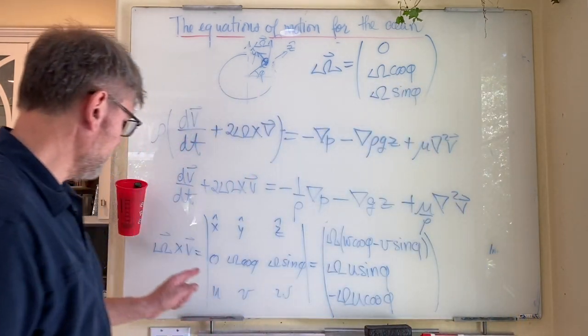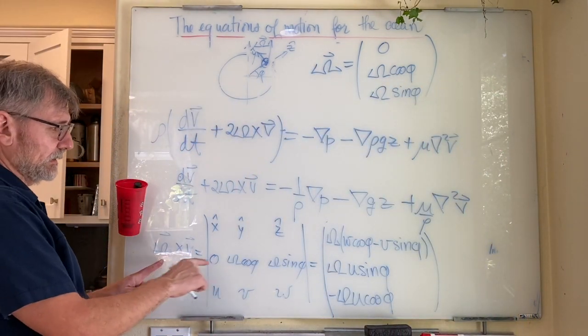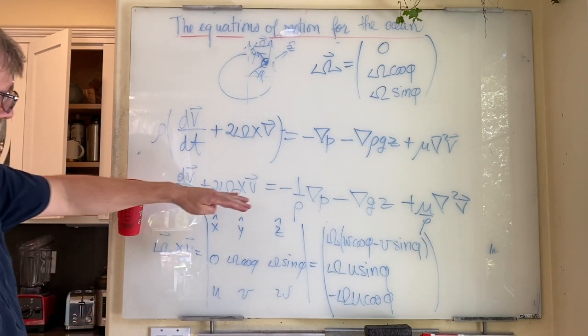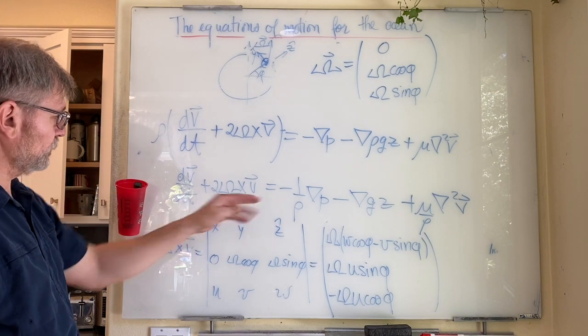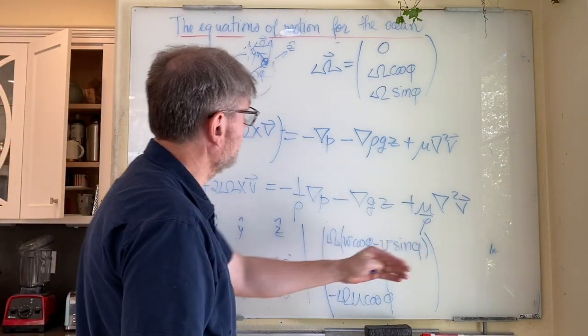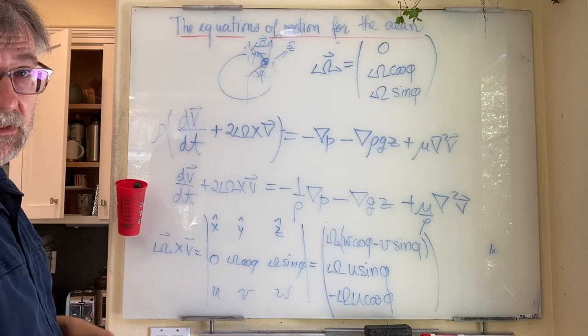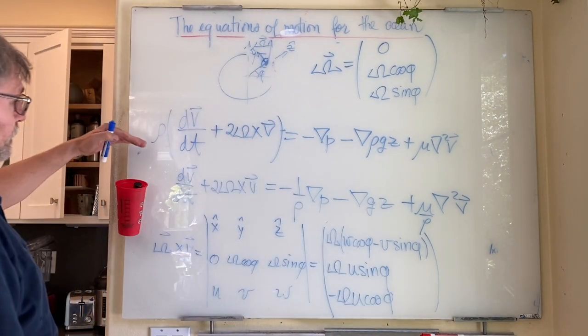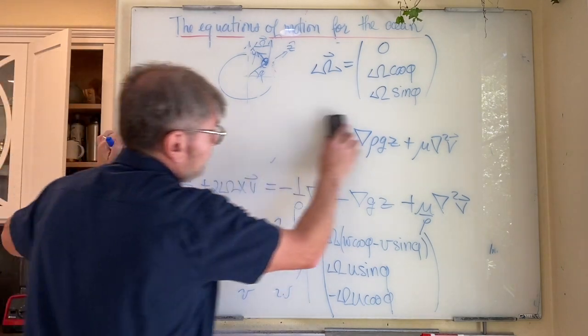Alright, so these are the three components of omega cross v. And so now we have what we need. We know what this is in component form. We can compute all the other ones in component form and write down the three components of the equations of motion, which I want to write down in their full glory just above, because I have no space everywhere else.